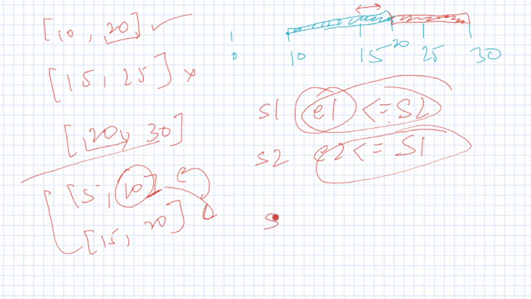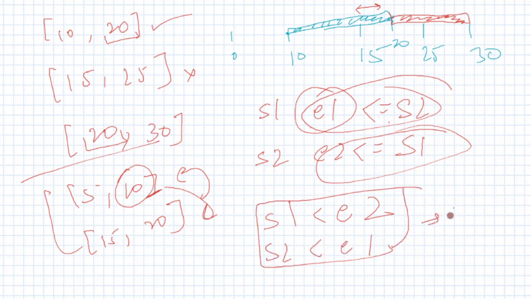Somewhere we can say that we need S1 to be less than E2 and S2 to be less than E1. If such things are there, that means conflict will occur, or double booking would occur. So that's what could be the conditions. But if we do it rigorously, we'll check two by two.